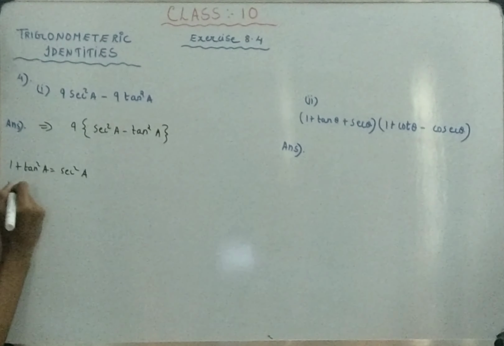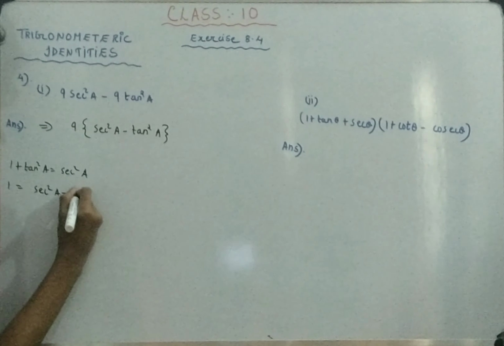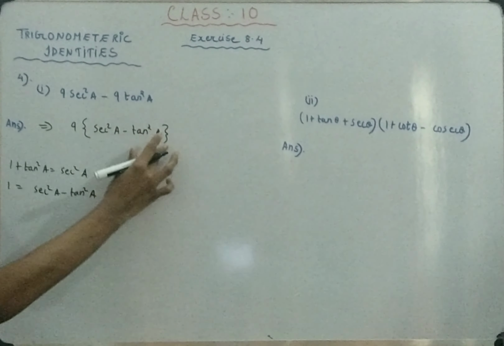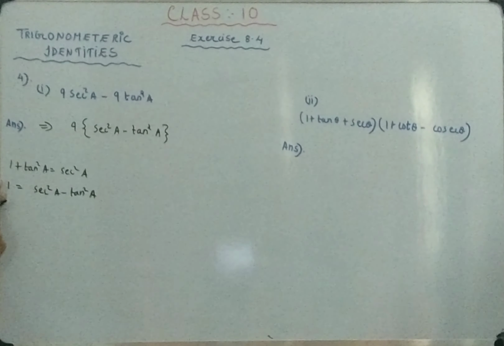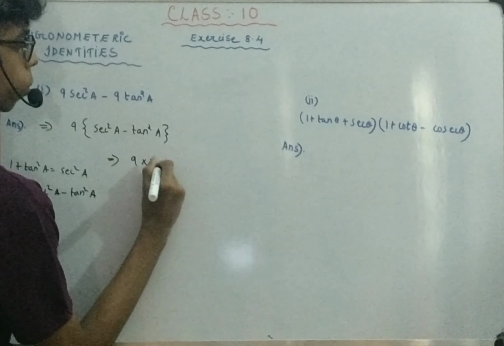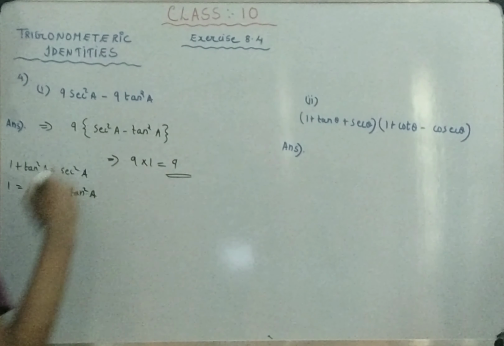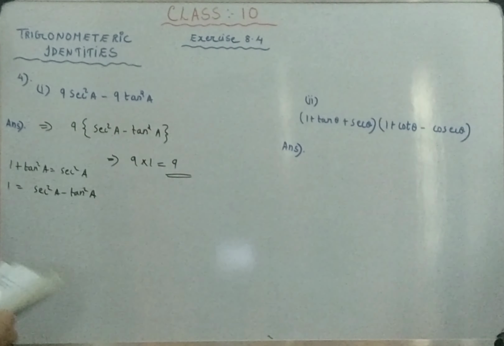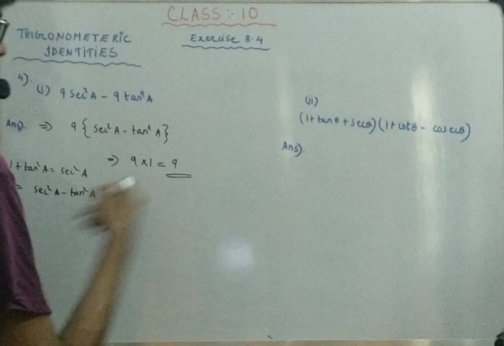So here I can write 1 is equal to sec square A minus tan square A. So what is sec square A minus tan square A? Sec square A minus tan square A is equal to 1. So you will be getting over here 9 into 1, which is equal to 9. Okay, getting the answer as 9, which is option B.